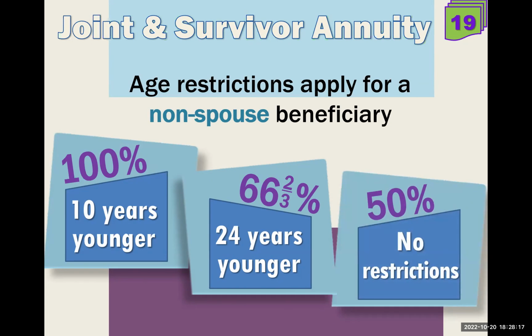So remember, these restrictions are only if you are choosing someone other than your spouse, or maybe you're single and you don't have a spouse. Now, keep in mind that the reduction is always based on your age and the age of your beneficiary.